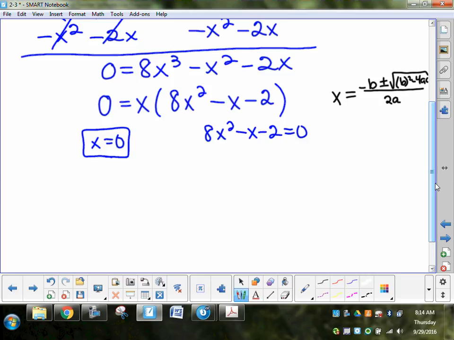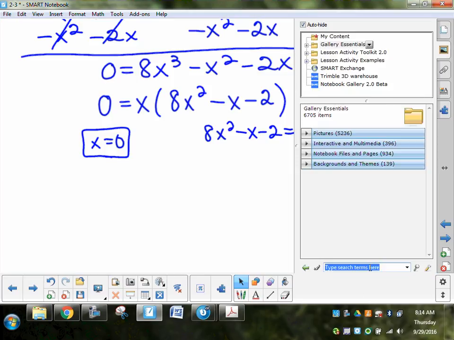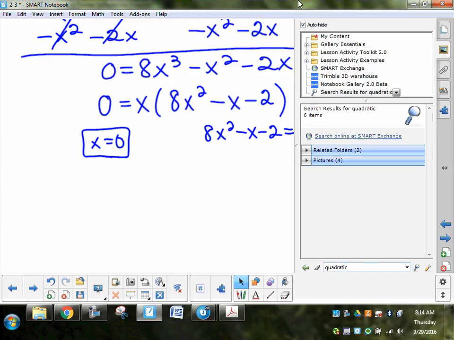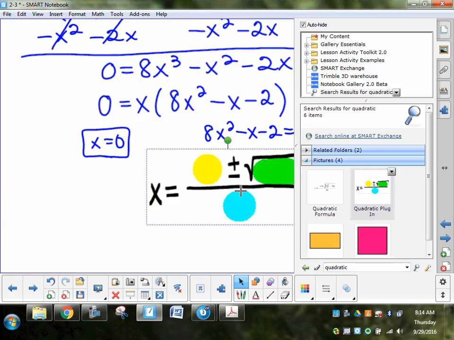What is my a value for this question? Hands up, please, if you can tell me. 8. Hands up, please, if you can tell me the b value for this question. Negative 1, and what's your c value? Negative 2. Now, we do this so often, in Algebra 2 especially, that I actually have this so I don't have to write it out every time.